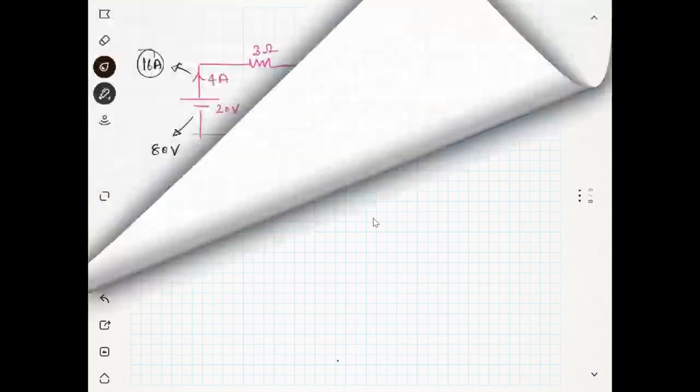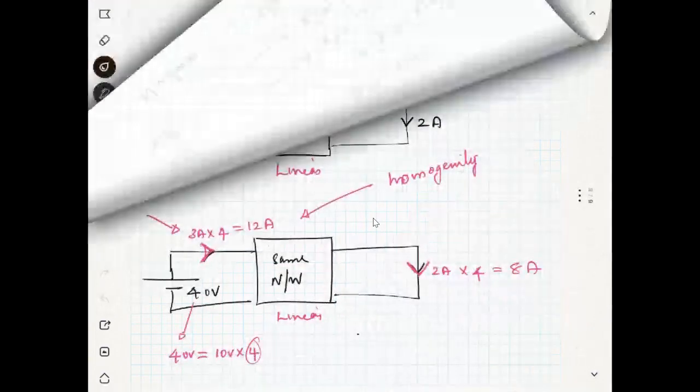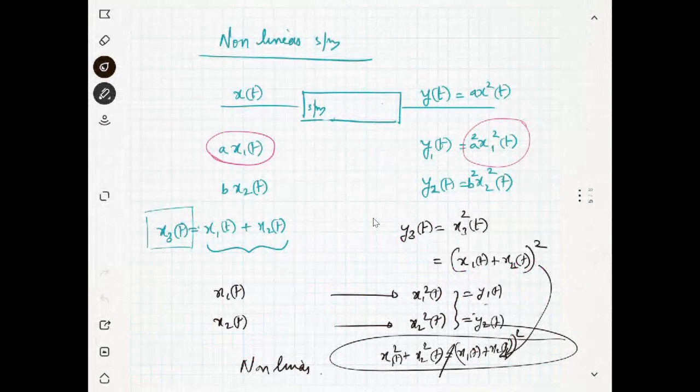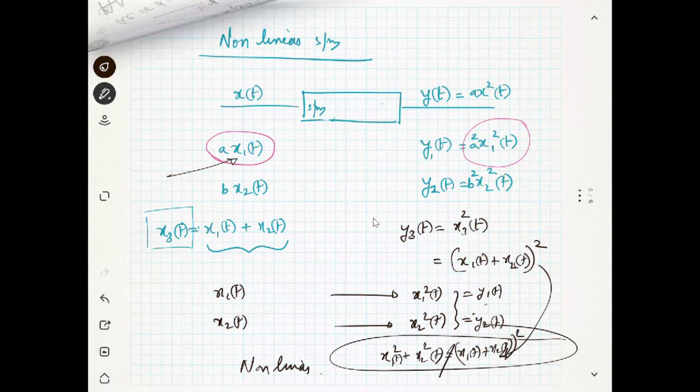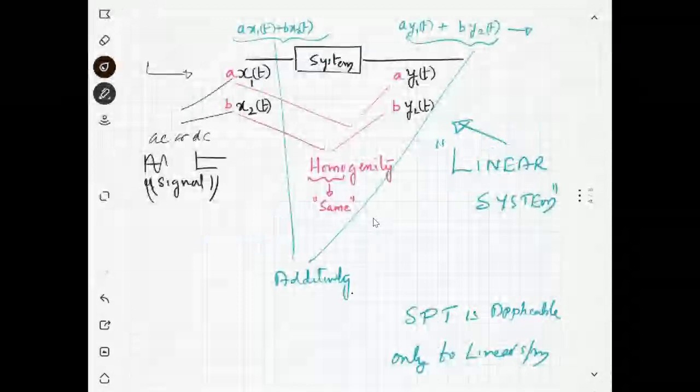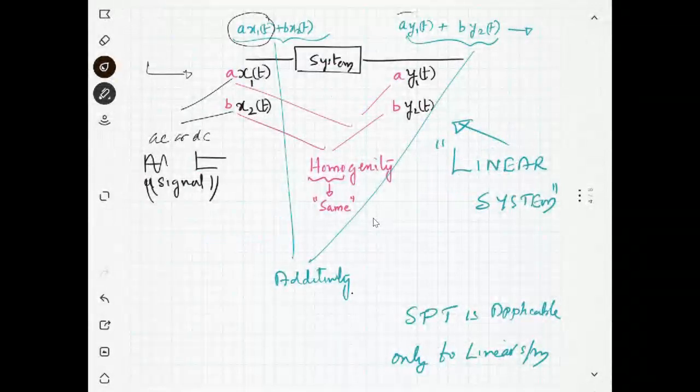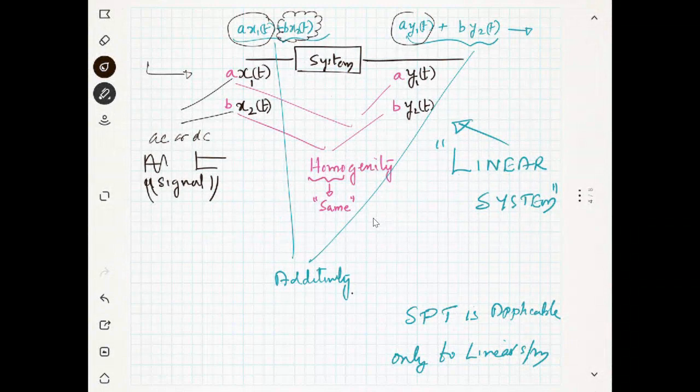You see what we are doing when we turn off one of the sources. We are just finding the response to x1 of t. After that, we will find y1 of t. Then we will give the input x2 of t only, and find y2 of t. Then we add these two, and you get the total response. Is it clear?